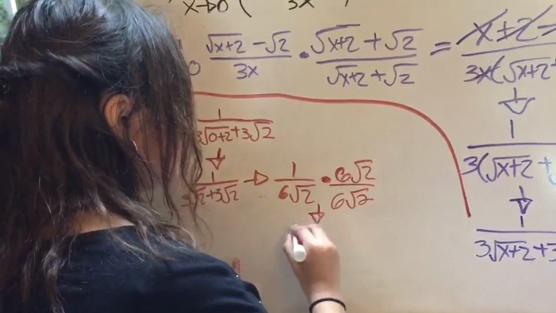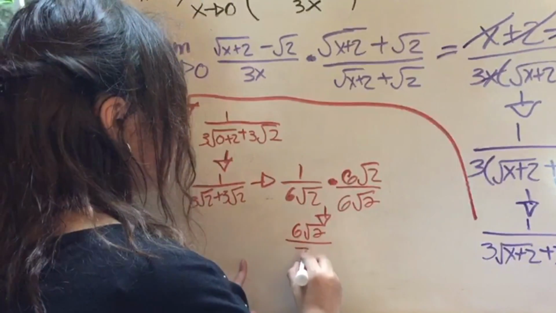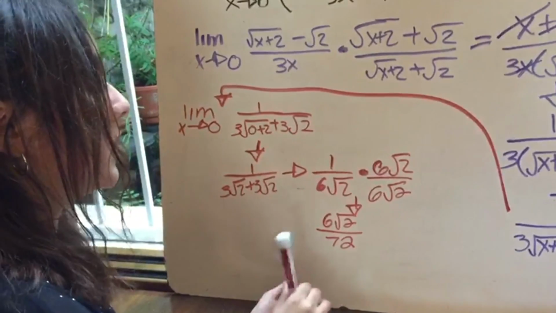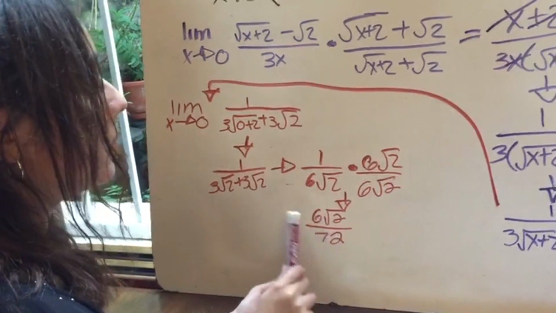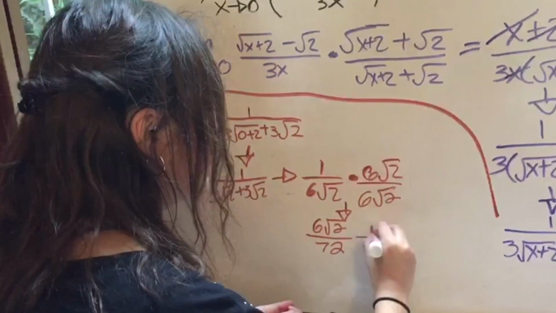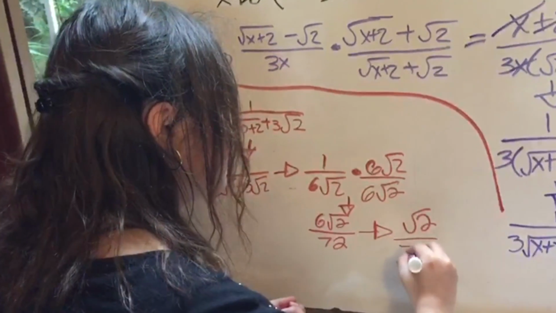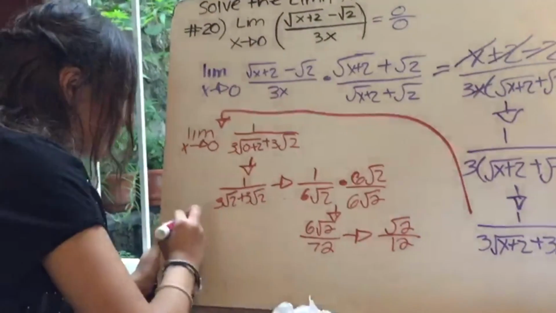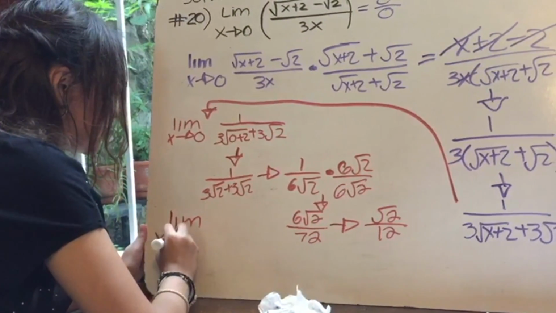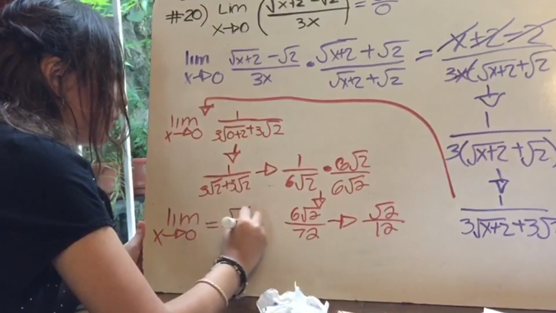This gives us 6 square root of 2 over 72. Then we're going to simplify. 72 divided by 6 is equal to 12. So it finally gives us square root of 2 over 12. So our final answer is the limit as x approaches 0 is square root of 2 over 12.